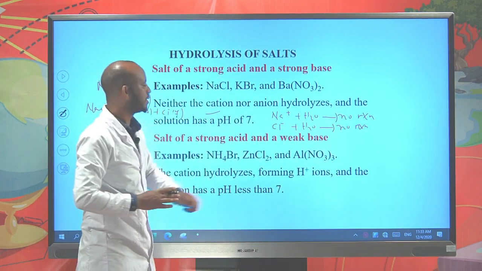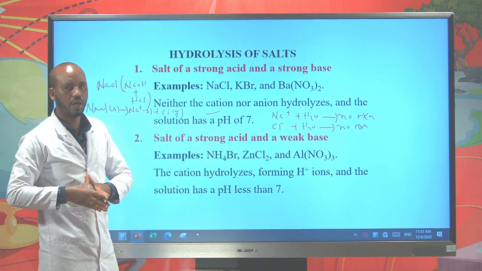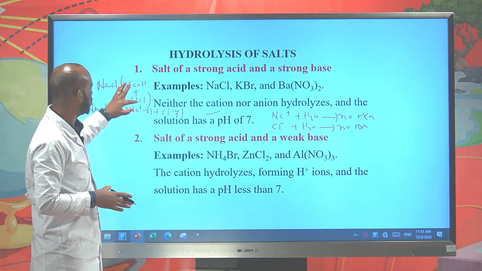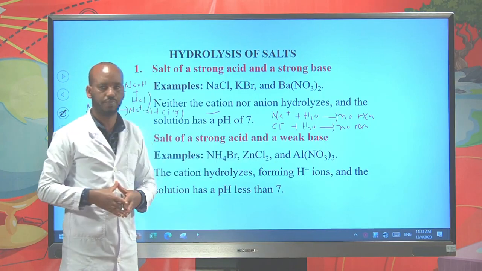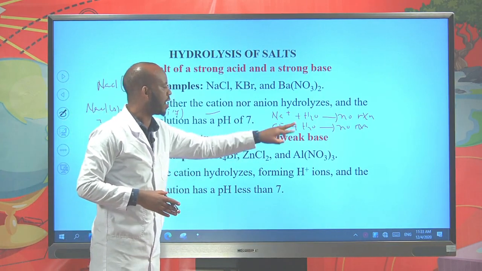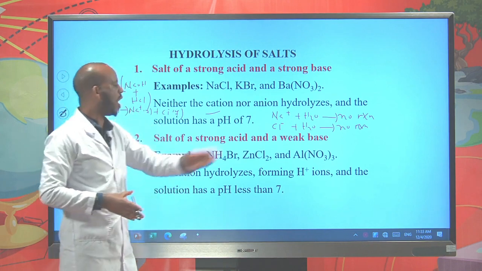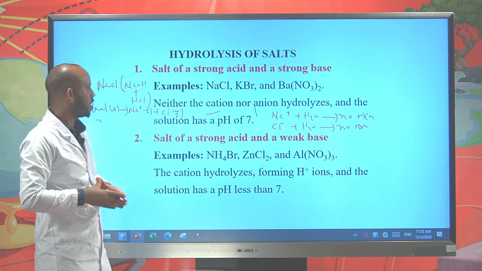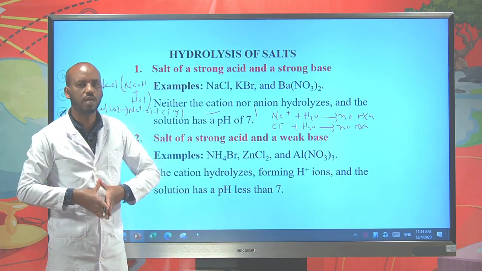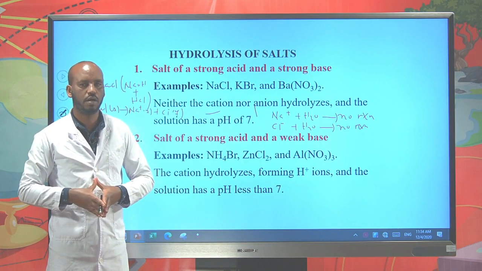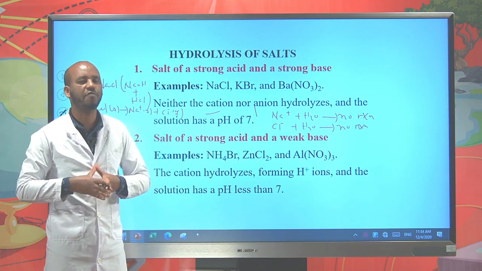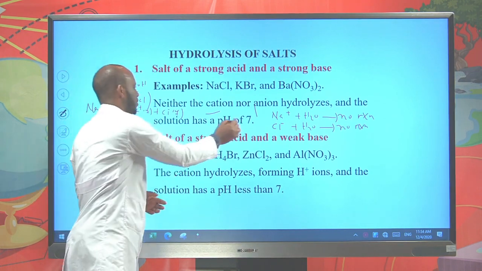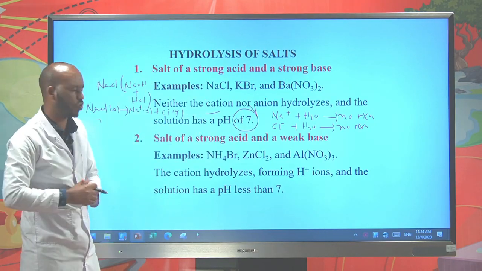Why? Because Cl- is the conjugate base of a strong acid, hydrochloric acid. If an acid is strong, its conjugate base is weak. Now Cl- has no tendency to accept a proton from water, no affinity for H+. Therefore, if a salt derived from a strong acid and a strong base dissolves in water, the pH of the solution is unaffected. The pH of the solution is 7, a neutral solution.